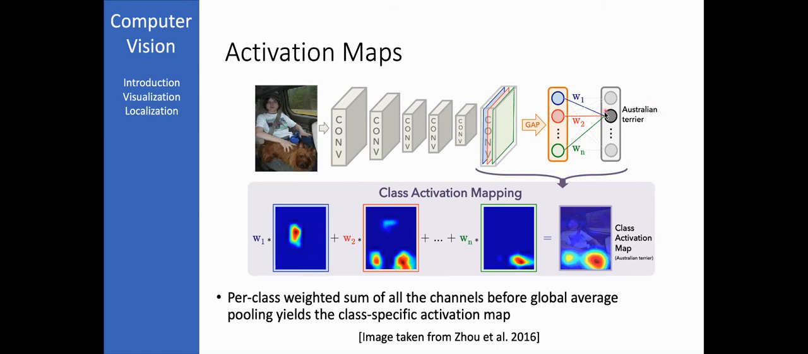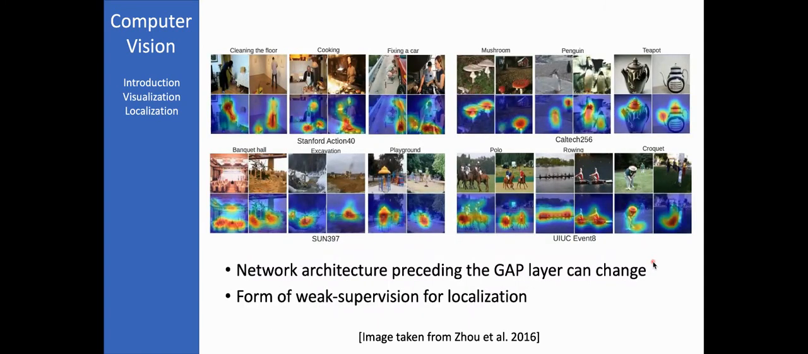So in order to really get a positive response here, remember, this is logistic regression in the end at this layer. So a positive response means that the values here should be very high. I need positive contributions from all of those. So I can simply look at the positive areas that are coming from each of these channels after multiplication with the weights. So the per-class weighted sum of all the channels before the global average pooling yields me the class-specific activation map. I can do it with multiple examples.